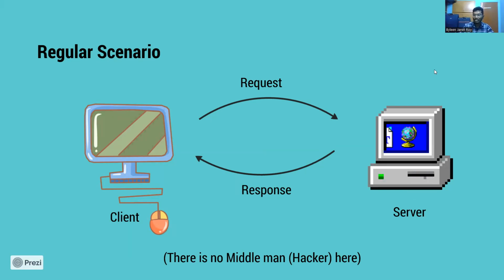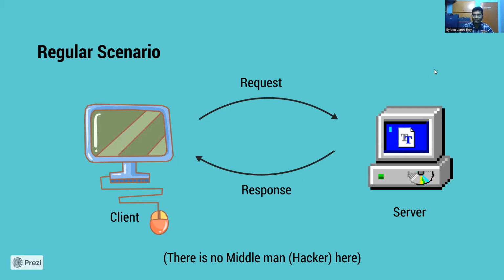So there is no middleman here, right? There is no hacker here. This is how the system works in a peaceful manner, without any leakage of data. Maybe there may be a leakage of data by other attacks, but I'm focusing here only on the man-in-the-middle attack. There is no middleman here, so the flow is peaceful.